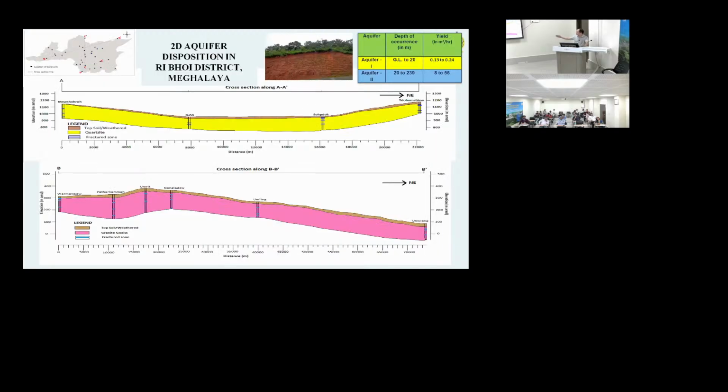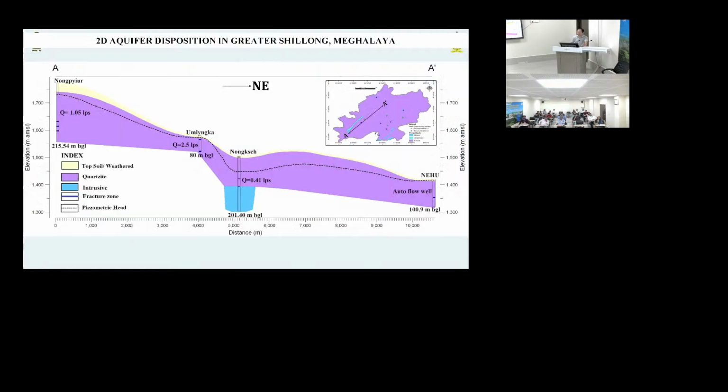This is like hard rock. Say in Riboy district, we can see that it is mostly underlain by quartzite, granite, and gneiss. In hard rock, there is this fracture zone, and the water comes out from those fracture zones. We found that the quartzite formation has more fracture zones than the granite gneiss, and the aquifer potential is much higher in quartzite when we compare quartzite and granite in Riboy district.